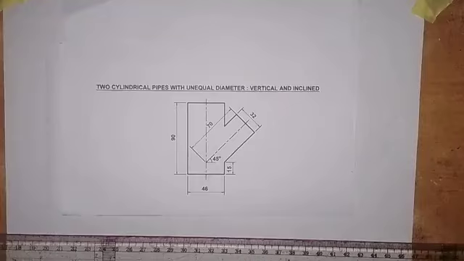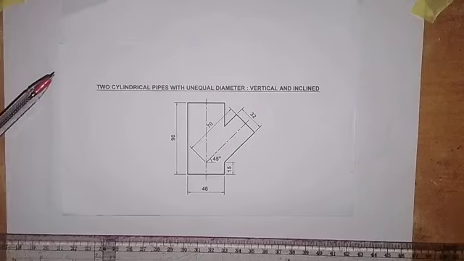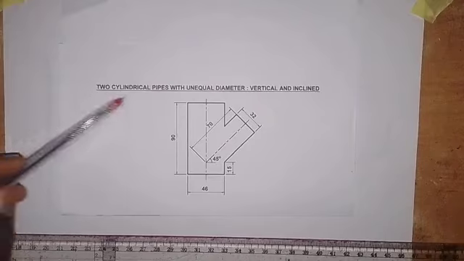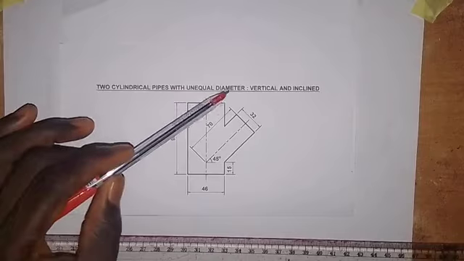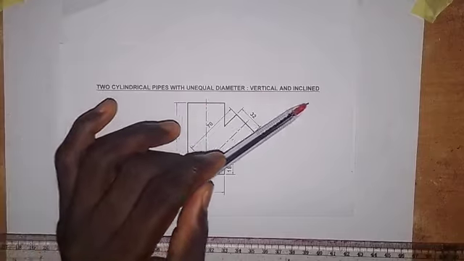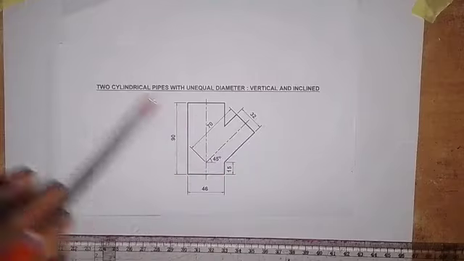Welcome to the channel. Here we are going to continue from where we stopped on intersection of solids. We have looked at the first two videos, and this is the third one, in which we have two cylindrical pipes with unequal diameter. One is vertical and the other is inclined, as you can see here on the screen.